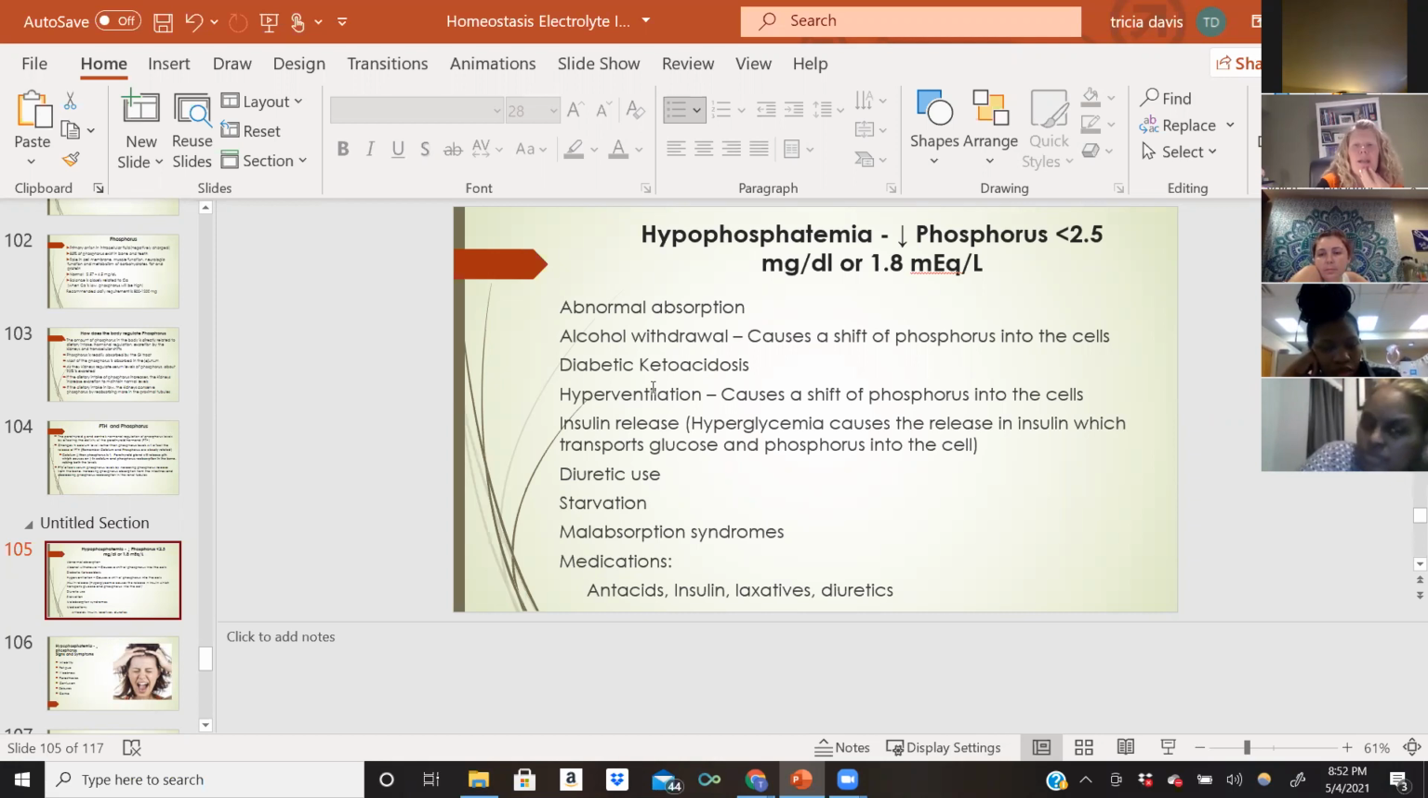Insulin release, so hyperglycemia, high blood sugar, causes the release of insulin, which transports glucose and phosphorus into the cell at the same time. We're going to see low levels when we're giving diuretics. We're pulling all those fluid and electrolytes off. Patients that don't have good nutritional intake, anorexia, if they're starving, malabsorption syndrome, so they're not absorbing the proper nutrients from their diet, and then those medications, so our antacids, our insulins, our laxatives, and our diuretics.